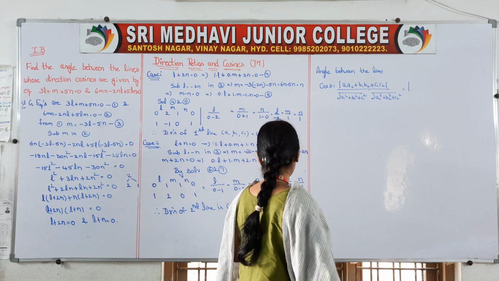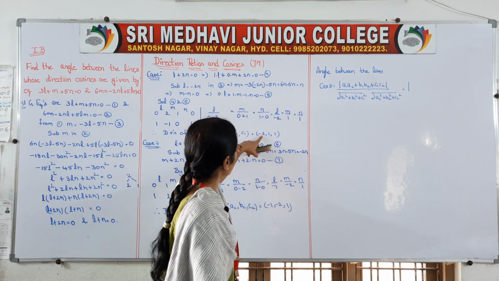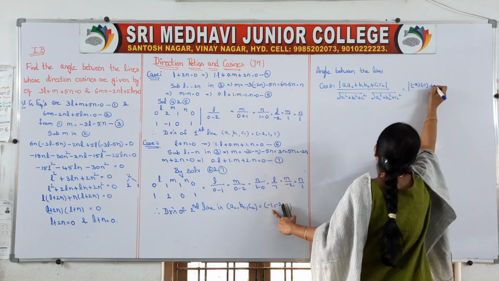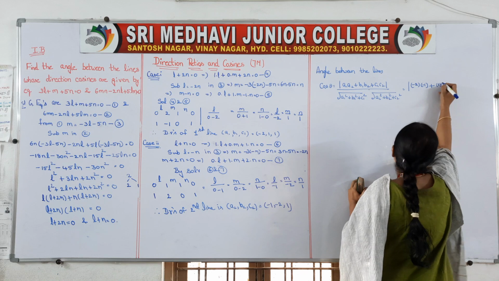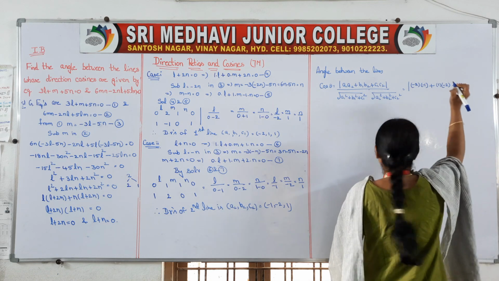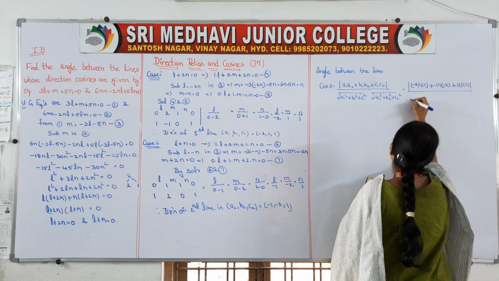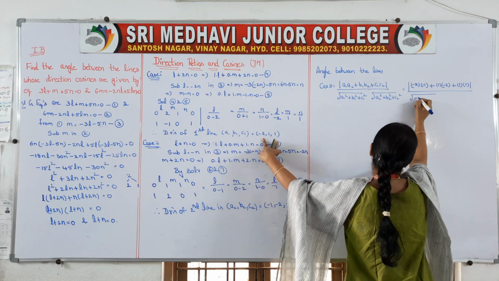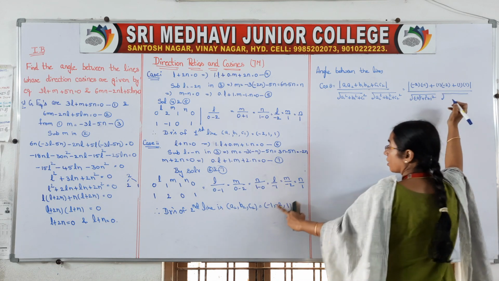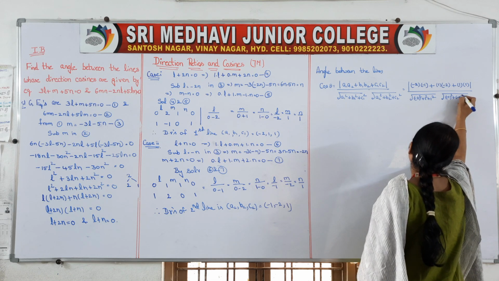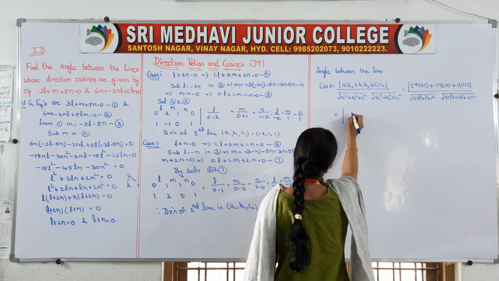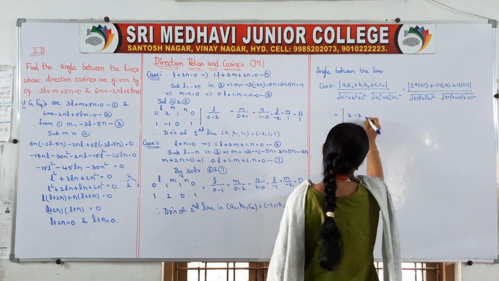The first set is A1, B1, C1. So A1 is minus 2 and A2 is minus 1, plus B1 is 1 and B2 is minus 2, plus C1 is 1 and C2 is 1, by root of A1 square plus B1 square plus C1 square, minus 2 square plus 1 square plus 1 square, into root of minus 1 square plus minus 2 square plus 1 square. So this is minus 2 into minus 1, 2, and 1 into minus 2, minus 2, plus 1.